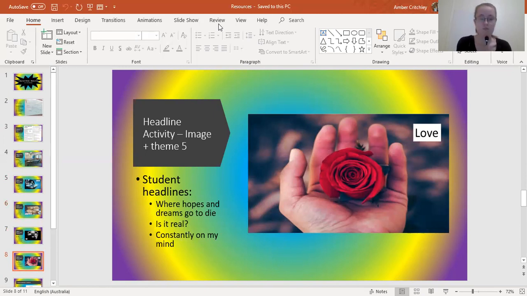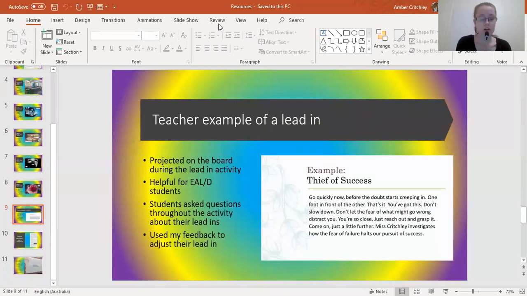So this activity made it very clear that students have grasped the concept of a headline and what the headline should achieve. For the next activity, students were asked to pick their favourite headline from that previous activity and write a lead-in for an article that would go with the theme. Students asked questions to clarify their understanding of what was expected for a lead-in, and students were also shown an example of a lead-in that I had written so that those who needed it had an example of the expected format.